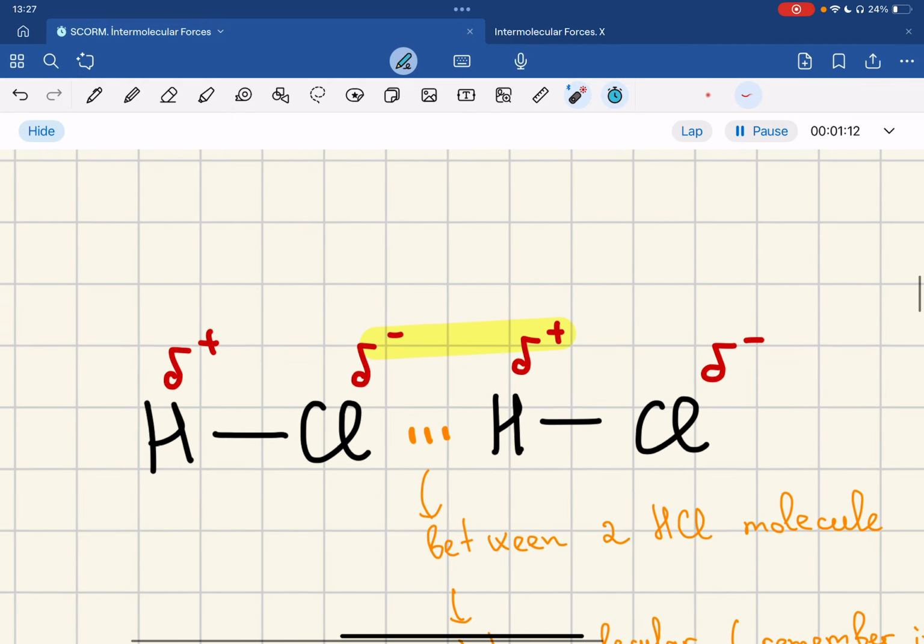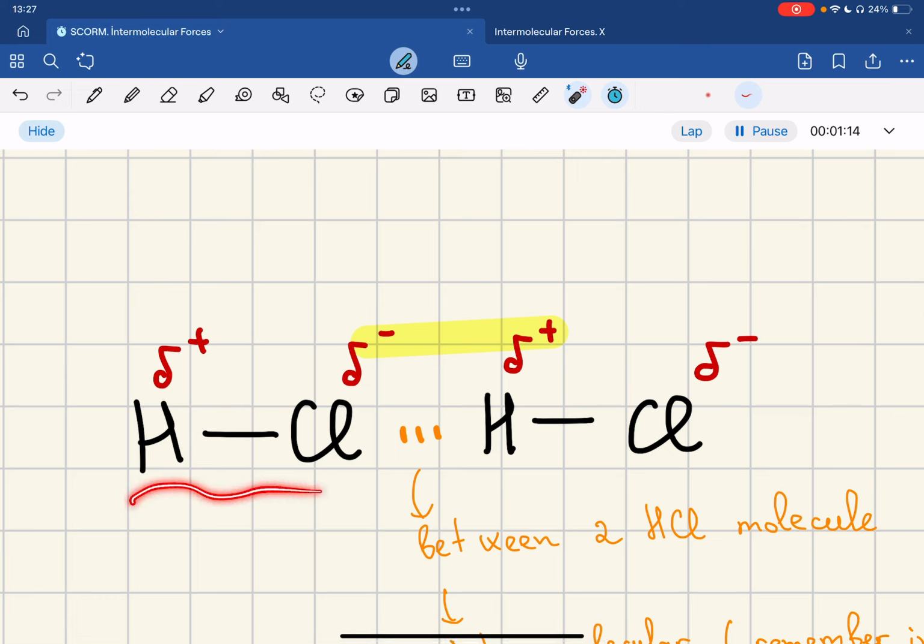But let's take two HCls now. As we can see, from the electronegativity difference, we know that chlorine is more electronegative, so the electrons are going toward the chlorine. That's why this is negatively charged. And hydrogen, because hydrogen's electrons are going from it to chlorine, it becomes sigma positive. So what will happen between these two, chlorine and another HCl's hydrogen? Because one of them is negative, one of them is positive, we will have an electrostatic attraction. But this time, this attraction is between two different molecules, so between two molecules of HCl.